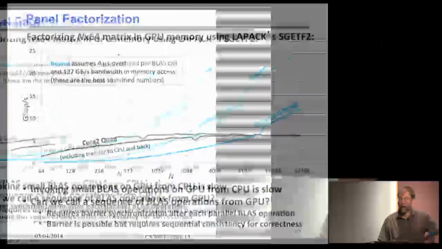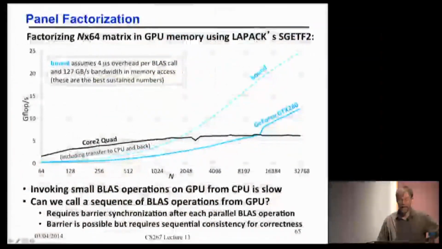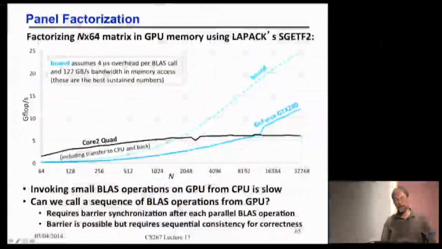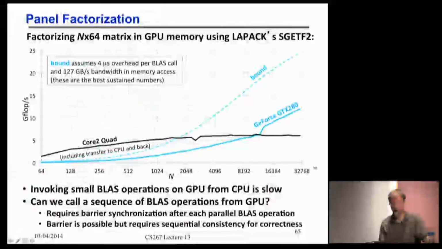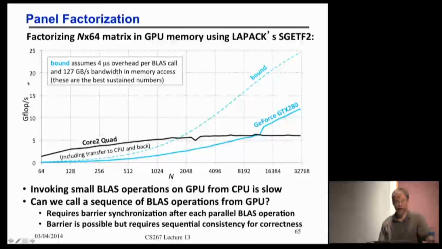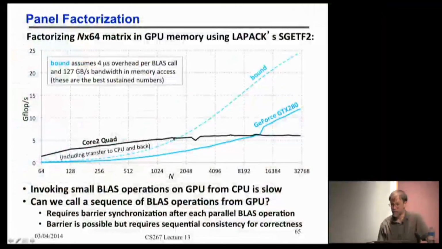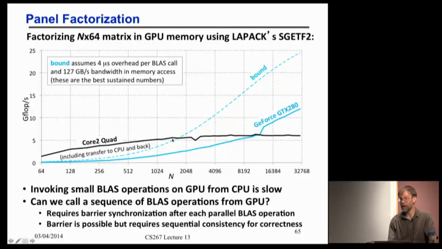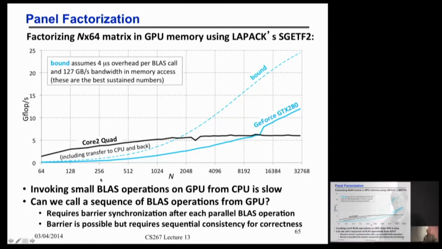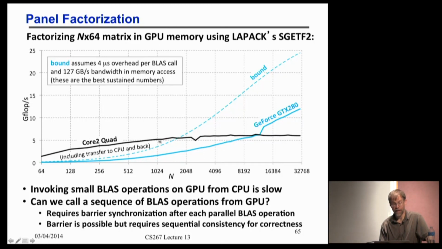So here is the panel factorization. This is the time it takes to factor a tall, skinny matrix with 64 columns and n rows, where n is the horizontal axis, so up to very big matrices. And the vertical axis is gigaflops, so up is good. The blue is the GPU time to do it, and the black is the CPU time. The CPU is much faster for factoring a tall, skinny matrix and doing all of those BLAS1 and BLAS2 operations, up to a size of like 1600. And so what we're going to do is do the panel factorizations on the CPU and then do the other part on the GPU.